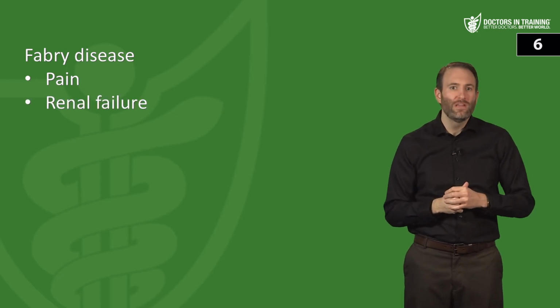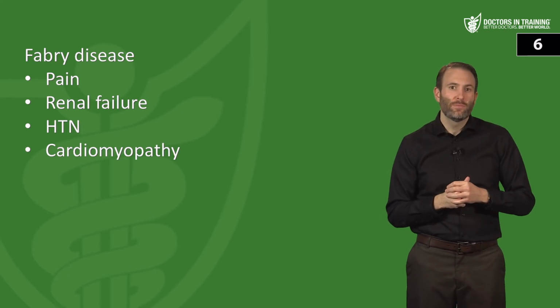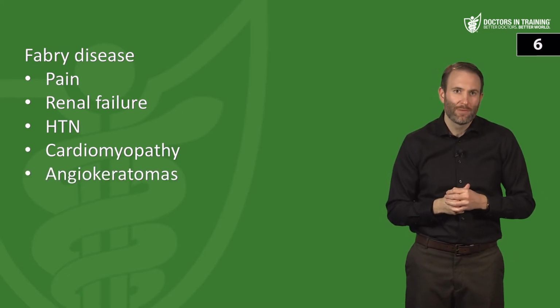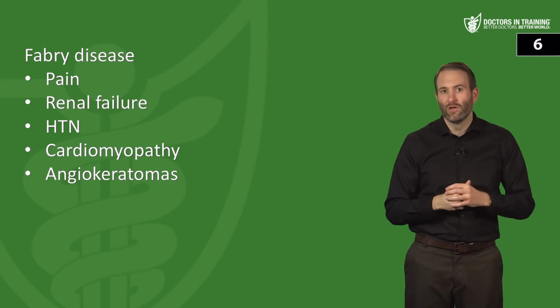You're also going to see some renal failure. You're going to see some hypertension and cardiomyopathy. You also get something called angiokeratomas. Those are kind of tiny but painless papules. They can appear primarily around the lower abdomen, in the buttock area, and in the groin area as well.